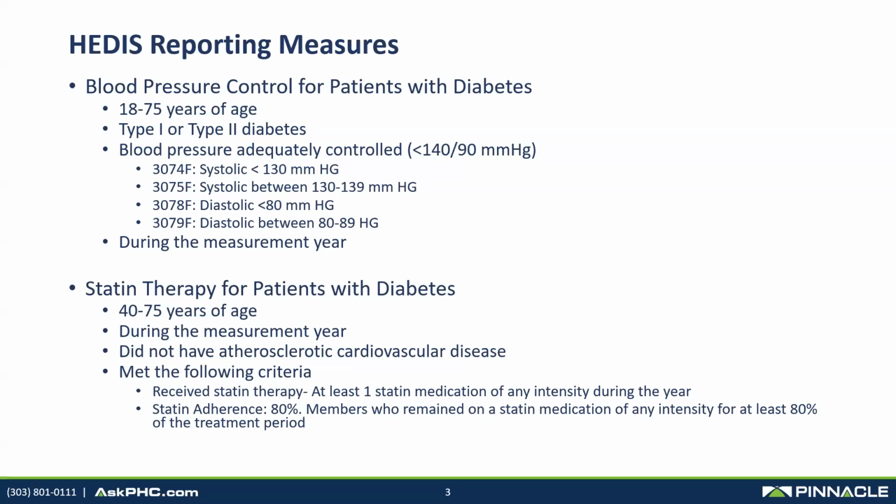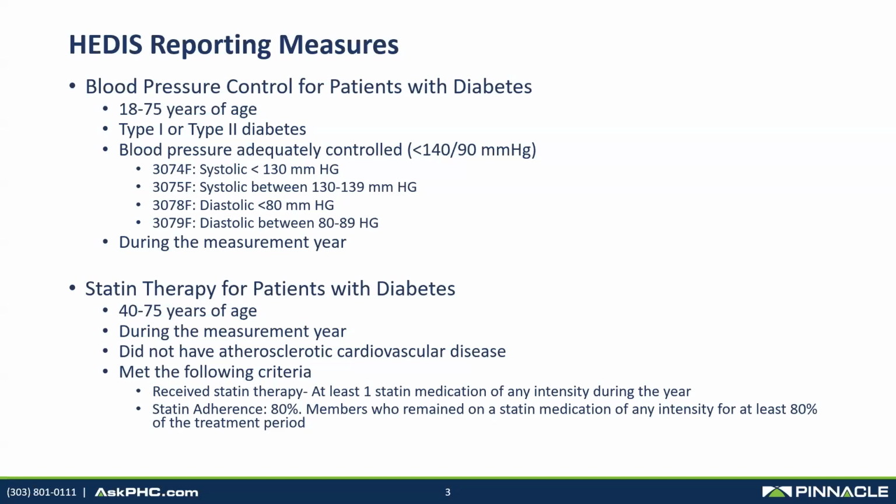If we're talking about blood pressure control for patients with diabetes, we're only looking at patients that meet an age requirement of 18 to 75. If your patient is 76, they have aged out of the reporting and they no longer have to have those reportings of the blood pressures for the diabetes. This is for type 1 diabetes and/or type 2 diabetes.